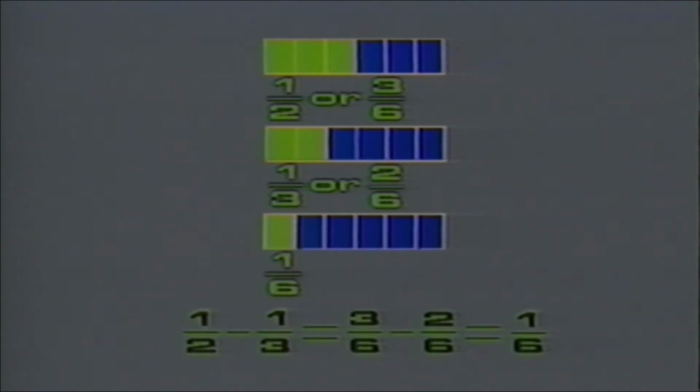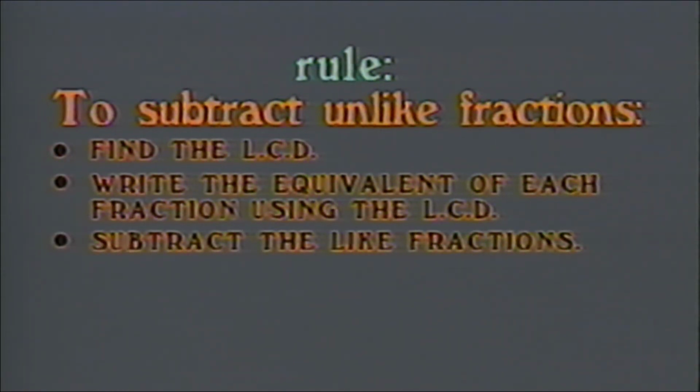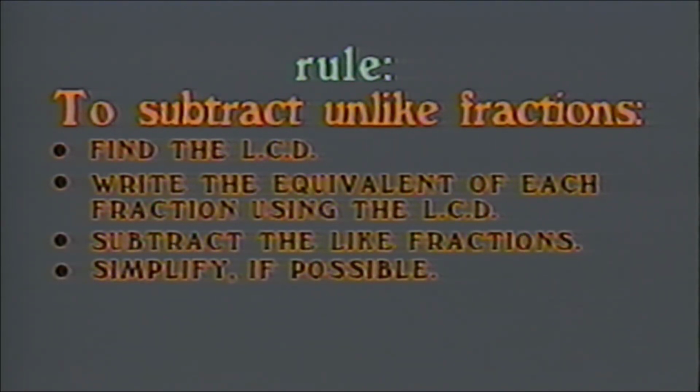Let's picture the result as we did before. Start with 1/2, or 3/6. Take away 1/3, or 2 of the 6ths. We are left with only 1/6. The rule is to subtract unlike fractions, find the LCD, write the equivalent of each fraction using the LCD, subtract the like fractions, simplify if possible.